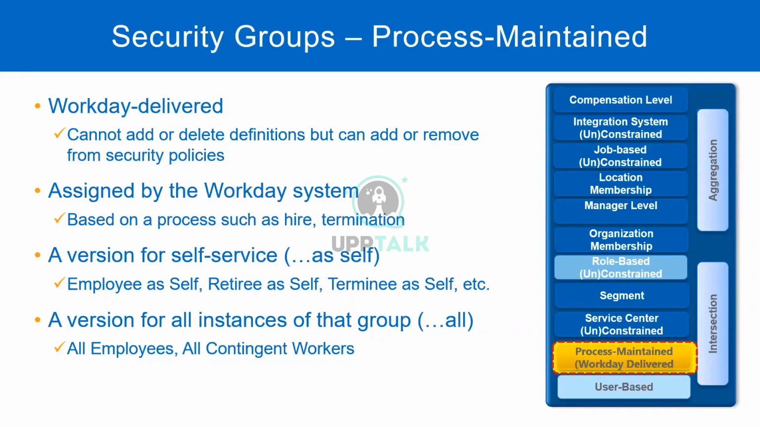So what are the two types of process maintain security groups? The two versions. One is as self. Examples are employee as self, contingent worker as self, retiree as self, terminee as self, and so on. And the other is a version which says all instances of that group, for example, all employees, all contingent workers, all retirees, all terminees, etc. So that is the other version of the process maintain security group.